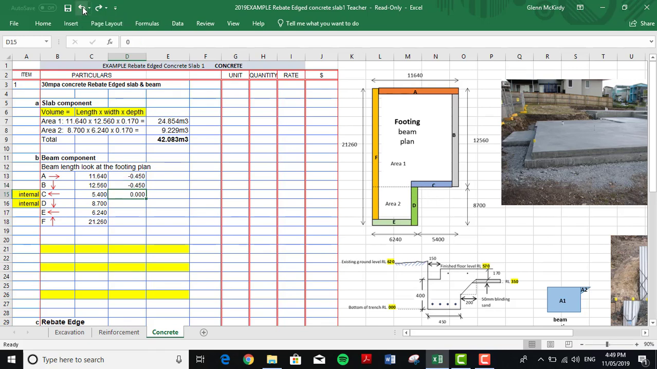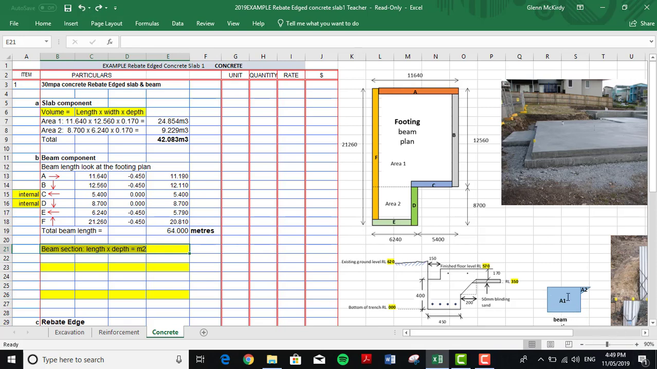Okay, this is consistent through all our calculations. So there's no deductions. Then we go back to our 450 deduction for E and F, and then we just get the totals. And we get a total of 64 meters of total beam length in the slab component of that rebate edge slab. Then what we do, we calculate the beam section.